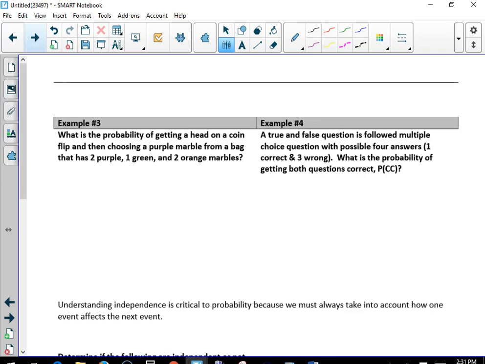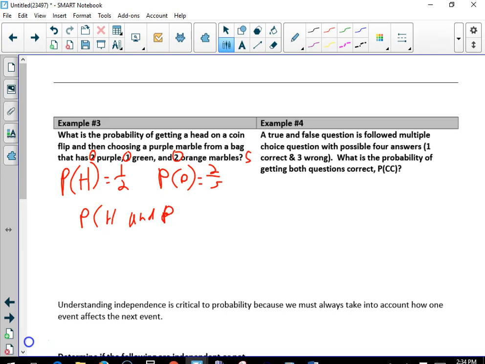Okay, probability of getting a head on a coin. So probability of getting a head is 1 out of 2. Then choosing a purple marble from a bag that has 2 purple, 1 green, and 2 orange. That's 5 marbles. Therefore, our denominator is going to be 5. The probability of getting a purple is 2 out of 5, 2/5. So the probability of the heads and purple is the probability of heads times the probability of purple. So 1/2 times 2/5 equals 2/10.